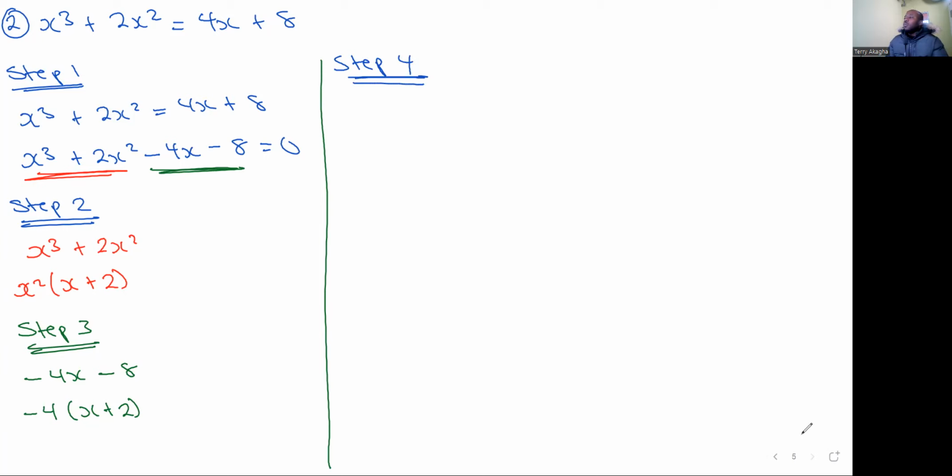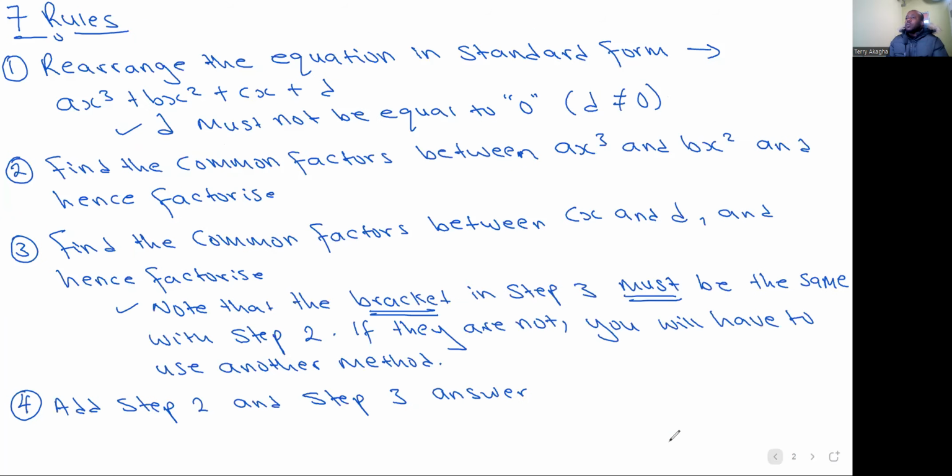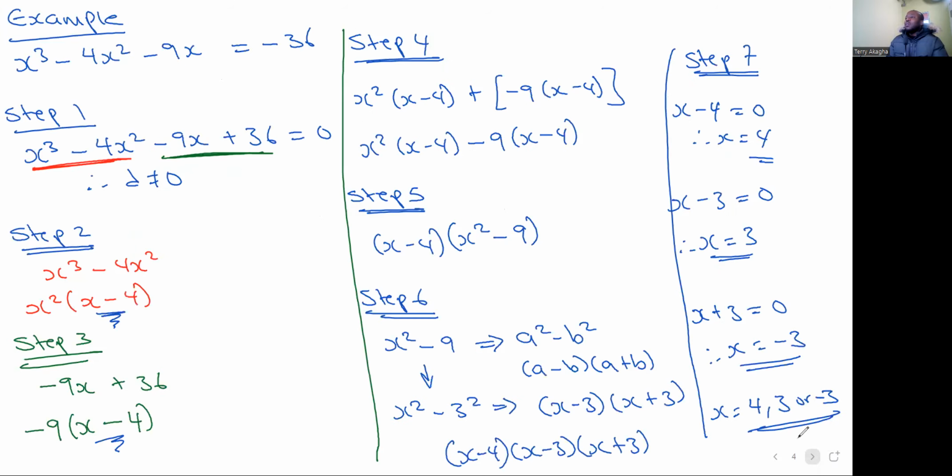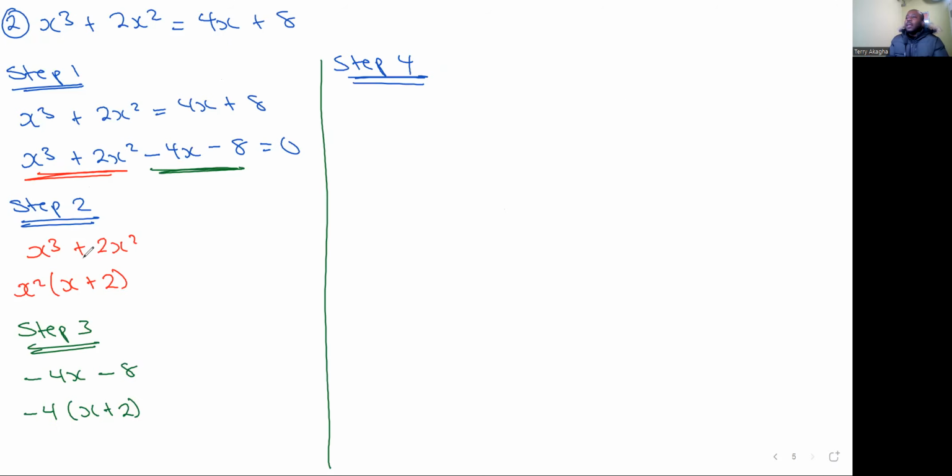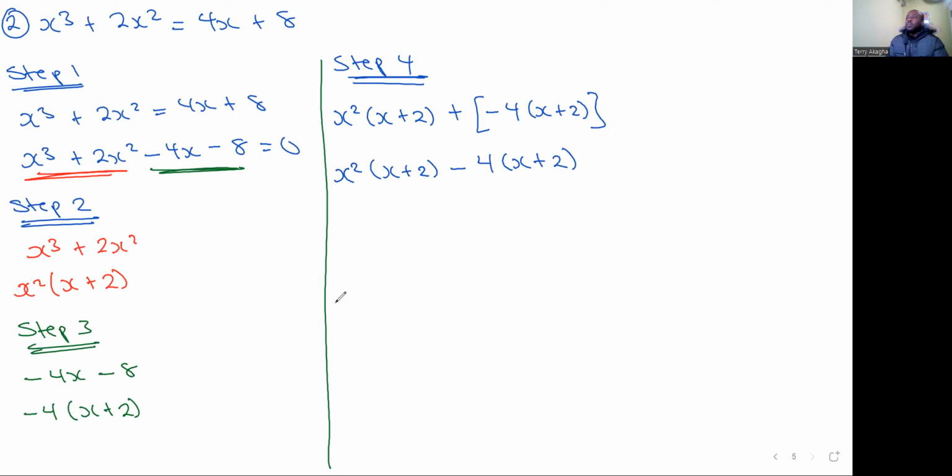Now in step 4, we have to add step 2 and 3 together. So the answers we got from step 2 and 3, we need to add them together. So step 2, we had x squared, x plus 2, plus step 3, we had minus 4, x plus 2. Now, plus times minus will give you minus, so it's going to give you x squared, x plus 2, minus 4, x plus 2. Okay? Now, I've added them together.